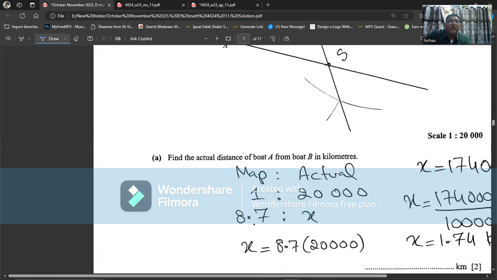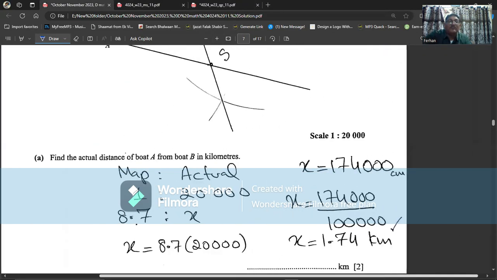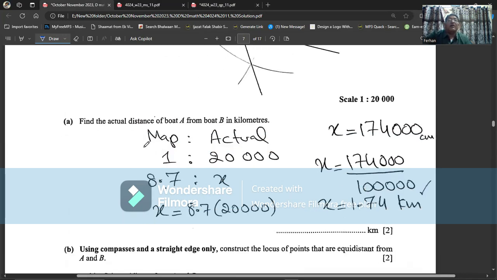So on the map, 1 centimeter or 1 millimeter, 1 centimeter, 1 kilometer, whichever.